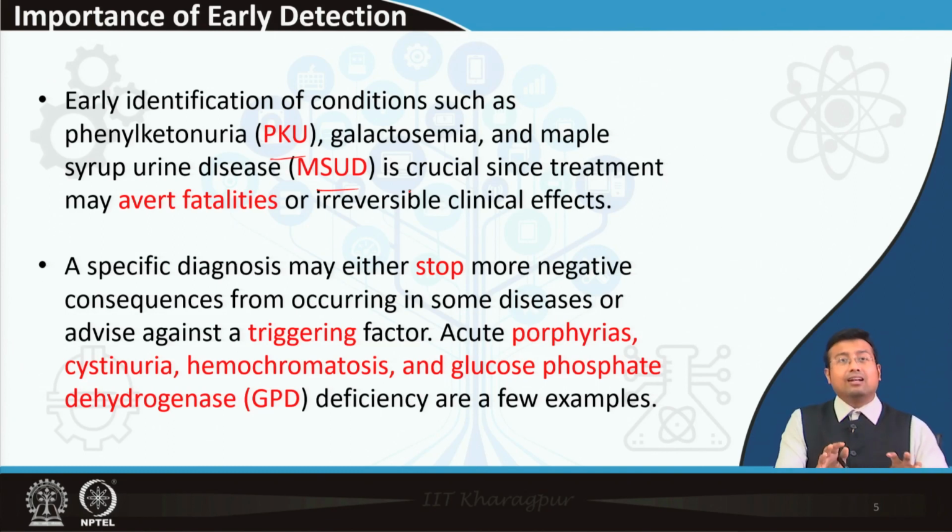So, if we can identify them early and treat early, the baby will grow up into adolescence and adulthood and will live a normal life. So, early detection is very important.